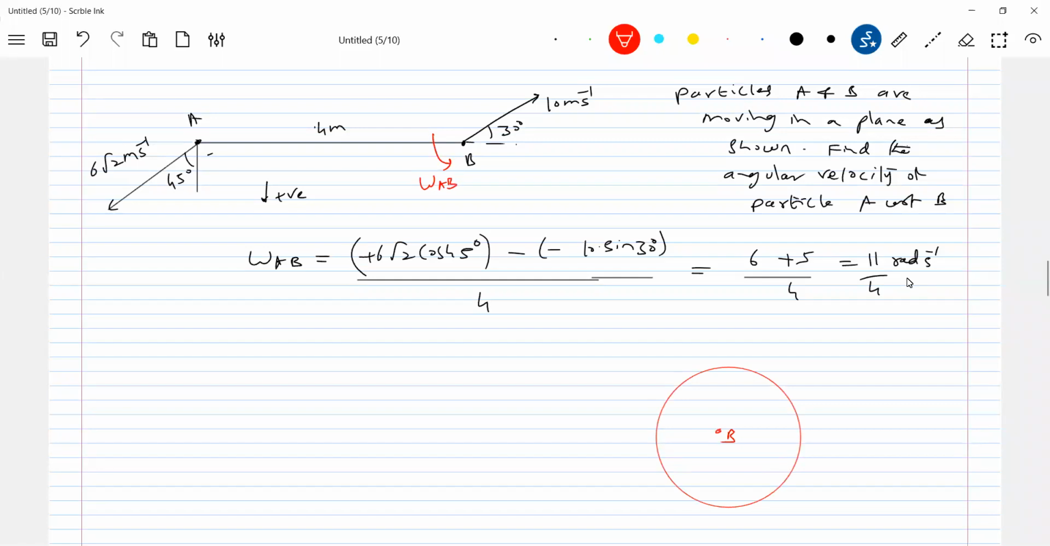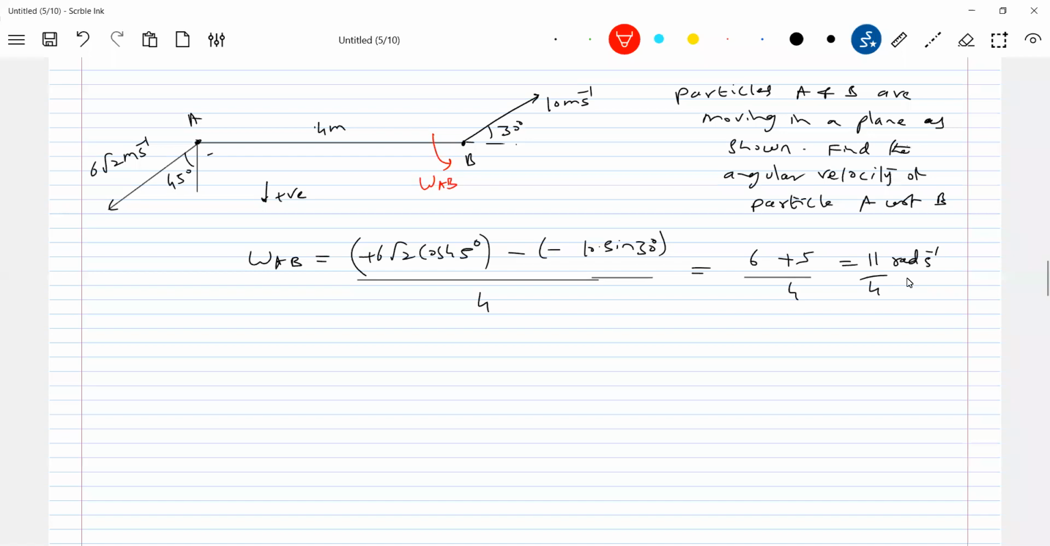Do one thing. If the particle moves like this and B is at rest, then you say angular velocity like this, no? Here. Now B is also in motion, so angular velocity of A with respect to B. B is at rest here, no? If B is in motion, then it will be like this. This will be really troublesome for students, but just stick to the basic definition.